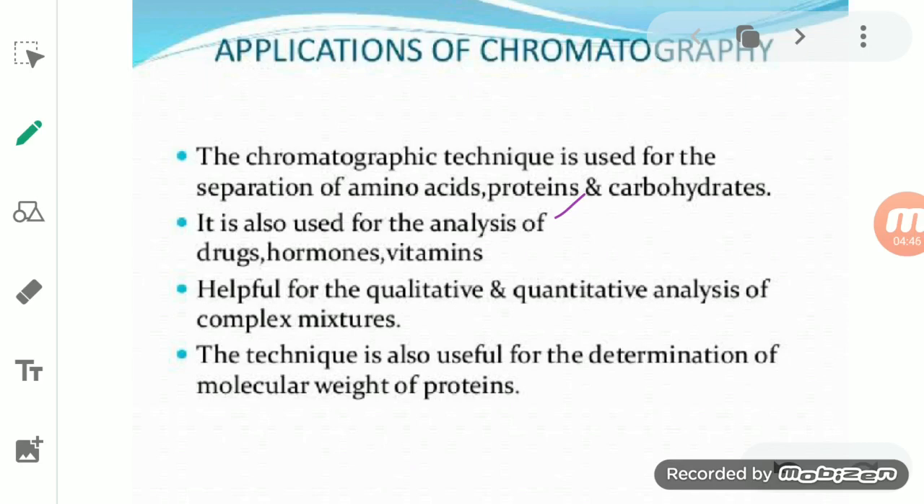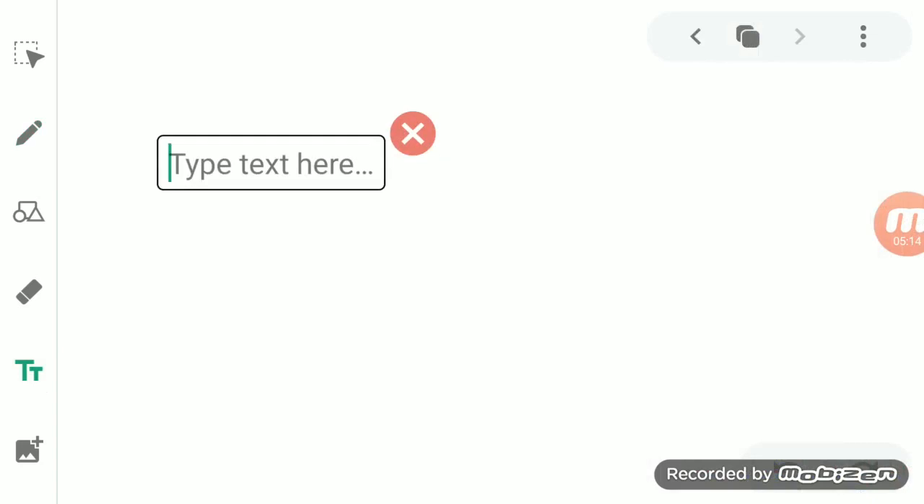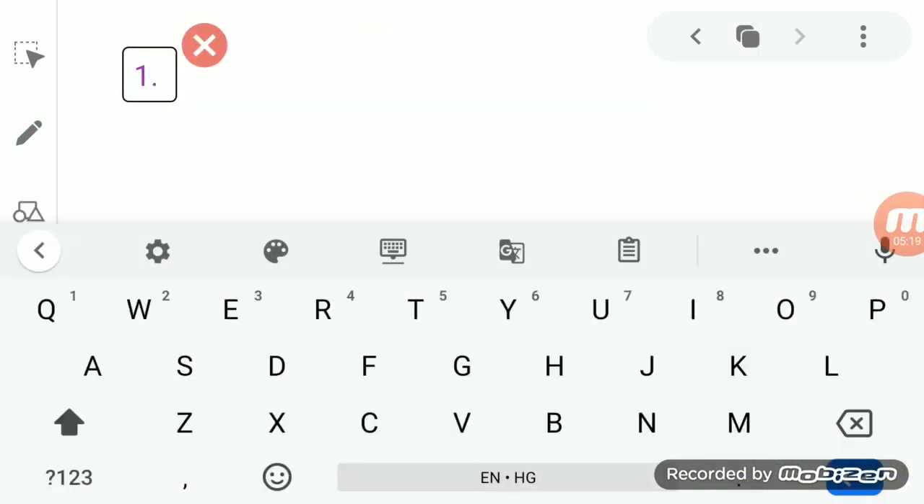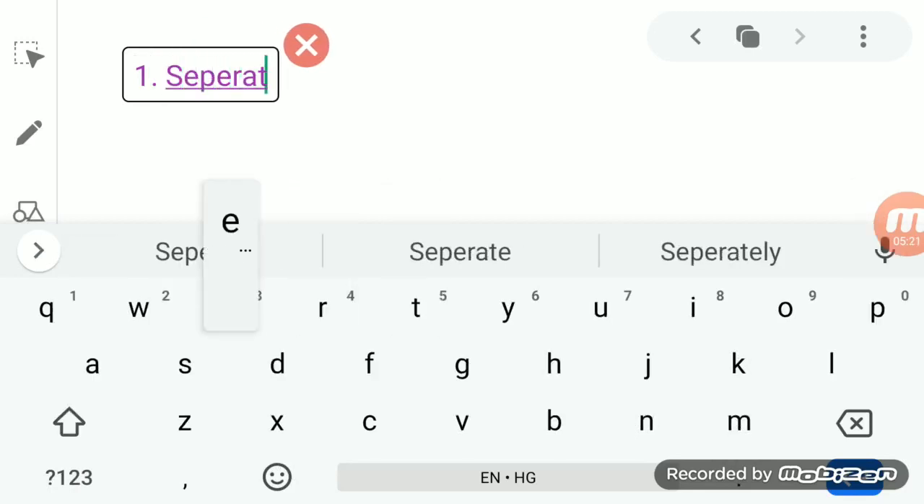Then you see this application of chromatography. It is also useful for determination of the molecular weight of proteins. So what the different weights of the proteins are can be determined with the help of chromatography. Other applications are also there, like very easy ones.